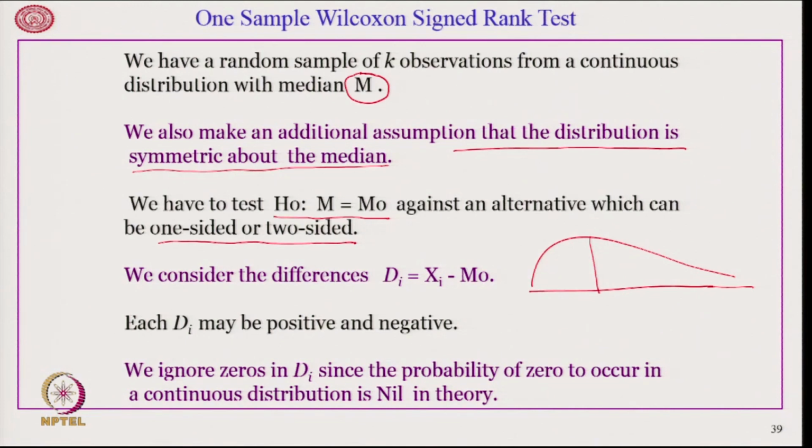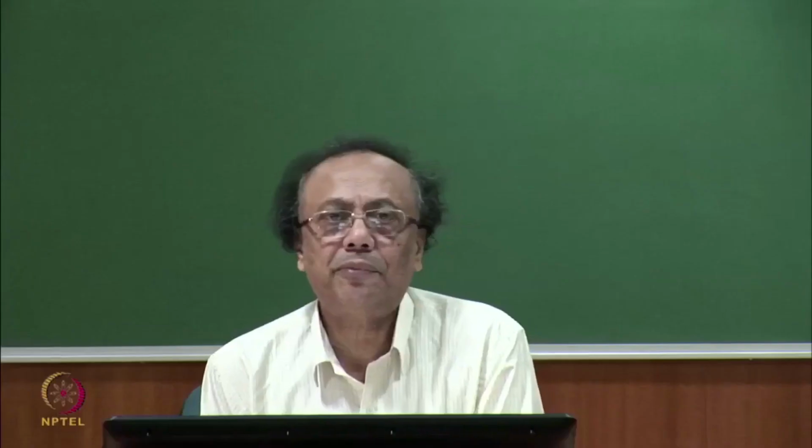What we do? We consider the difference d i is equal to x i minus m naught. Each d i may be positive or negative. Again we ignore zeros in d i, since the probability of 0 to occur in a continuous distribution is nil in theory. Because it is a continuous distribution, the probability that x is taking the value m naught is 0, therefore, we ignore the 0 values when we are considering d i.